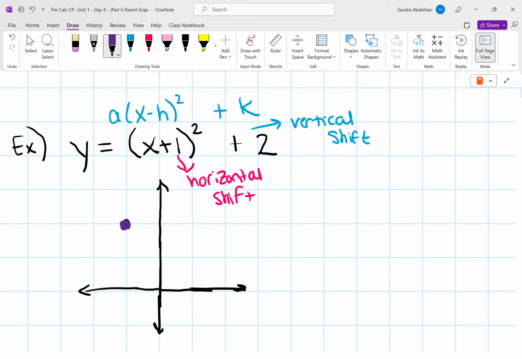Oops, I'm erasing my old graph now. And then we just make our parabola. It's not going to be completely accurate. This is just a sketch. It's just an idea of how it's going to look. It's not going to be 100% accurate.